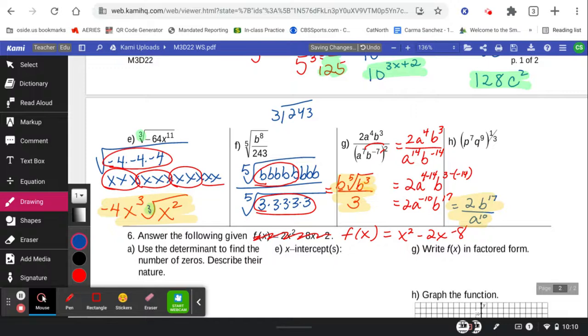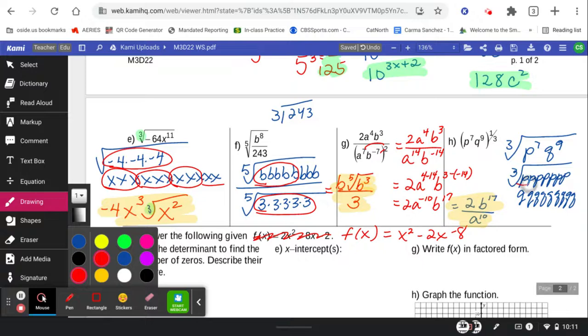All right, last but not least, anything that's to the power of 1/3 can be rewritten as cubed root of p to the 7th, q to the 9th. That means that there's 1, 2, 3, 4, 5, 6, 7. 1, 2, 3, 4, 5, 6, 7, 8, 9. And I'm going for groups of 3. So a p squared comes out. 1, 2, 3 q's. And then cubed root of p squared is left underneath because there wasn't a group of 3.